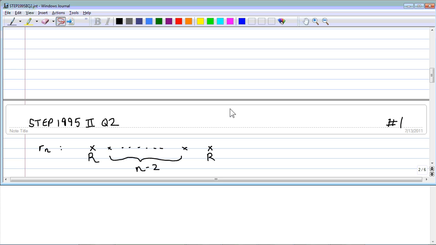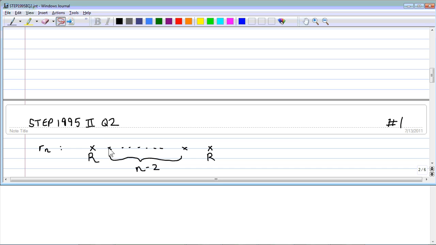What is the idea of this diagram? Just so you can see clearly, it's not too abstract, you've got something physical to look at. This is what Rn actually looks like, isn't it? There's an R at the start, so each cross represents a fence post. There's an R at the end, and then there's n-2 fence posts in between.